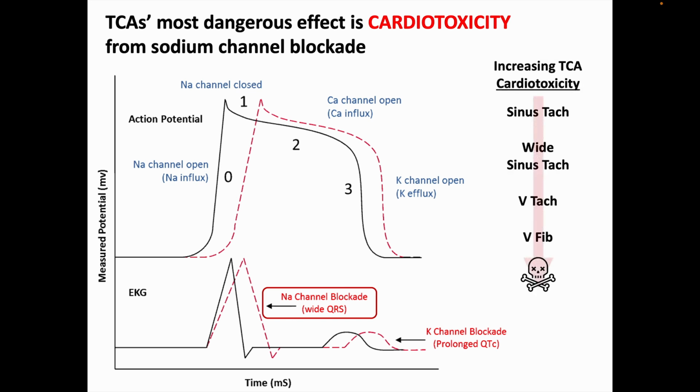Now, if we want to consider the spectrum of cardiac effects we'll see with increasing TCA toxicity, the first thing will be a sinus tachycardia from their antimuscarinic effects, counteracting the normal amount of vagal tone on the cardiac pacemaker. Then, as the amount of sodium channel blockade increases, the QRS will widen, and if it widens far enough, the patient can develop ventricular tachycardia or even worse rhythms. But since these changes occur along a spectrum, we may be able to detect sodium channel blockade and start to treat it before malignant arrhythmias develop.